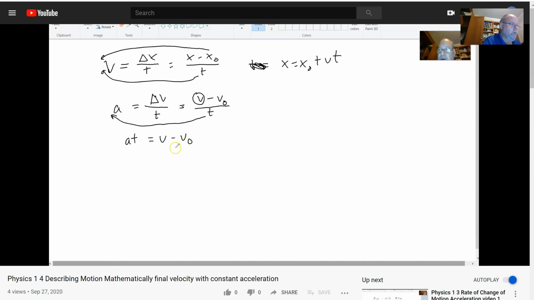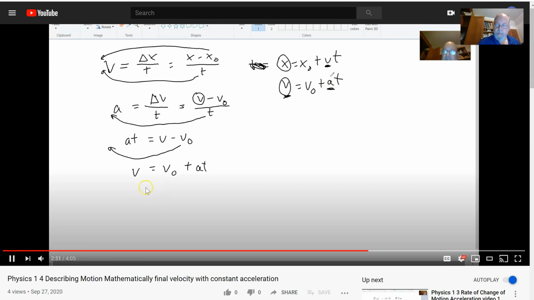And again, if you can do these intermediate steps in your head, that would be great. It's going to save you a lot of time and energy. But anyway, now all I need to do is add v0 to both sides of the equation, and that's going to leave me with v equals v0 plus at. Okay, and notice how similar these equations are. v equals v0 plus acceleration times time. So here I want to find my final position with constant velocity. Here I want to find my final velocity with constant acceleration.